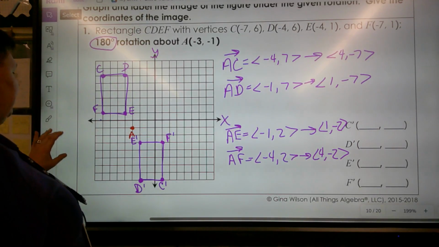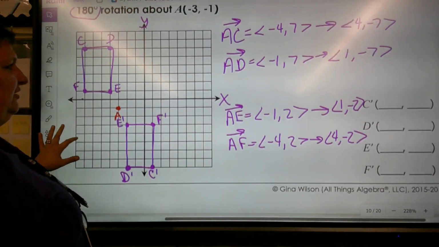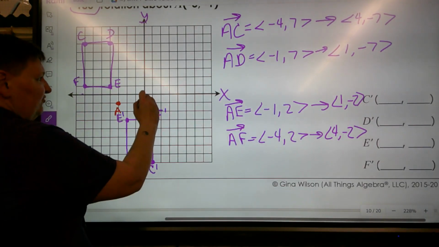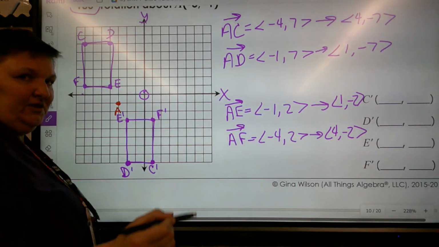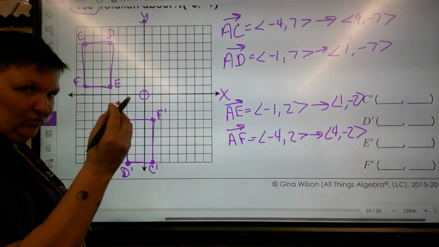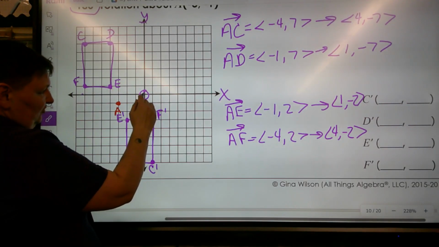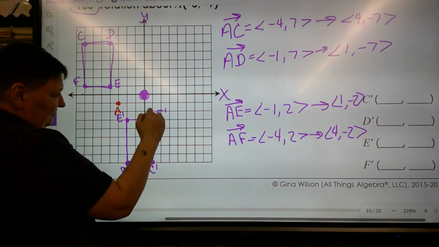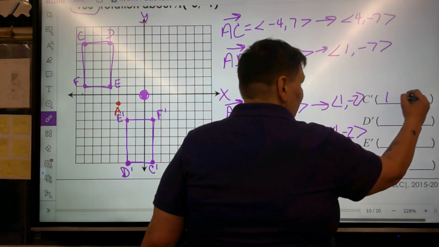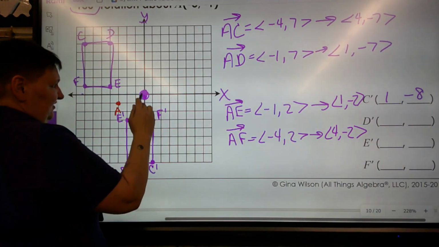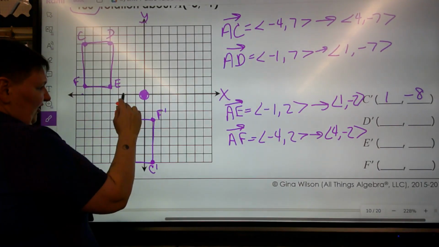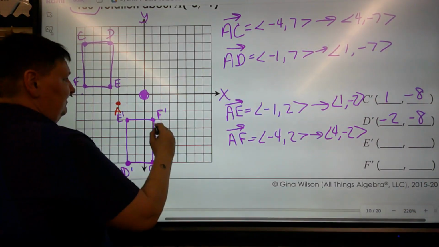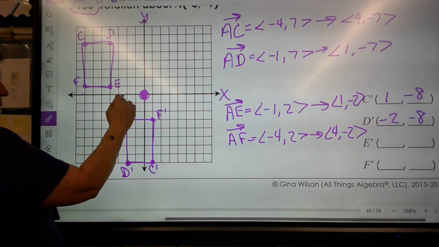All right, and then the last step is to use your after image, your image, to determine the coordinates. C prime, from the origin, coordinates always come in component form, and that means they come from the origin, right? So the coordinates have to start at the origin. We had to go 1 right, 8 down. To get from the origin to D, we had to go 2 left, 8 down. To get to E, we had to go 2 left, 3 down.